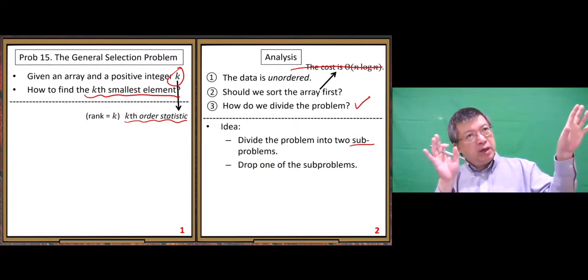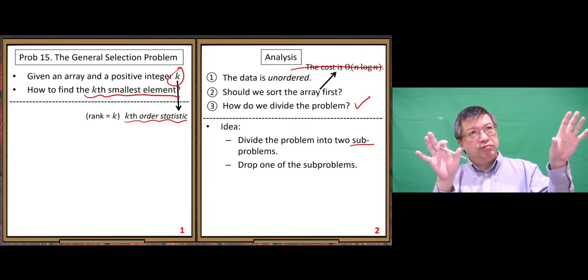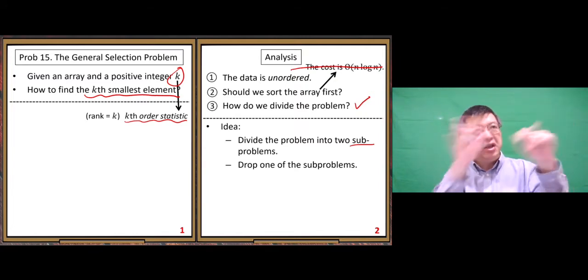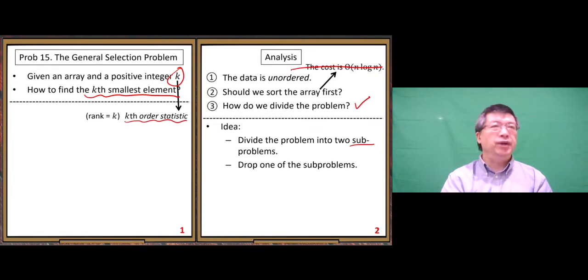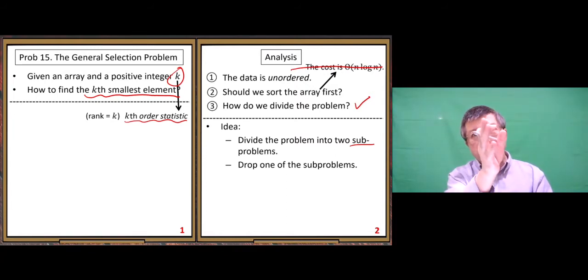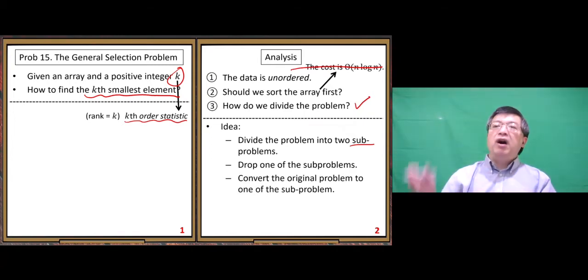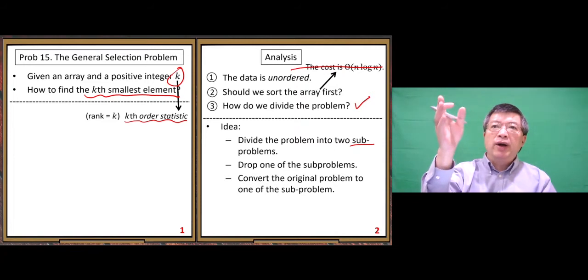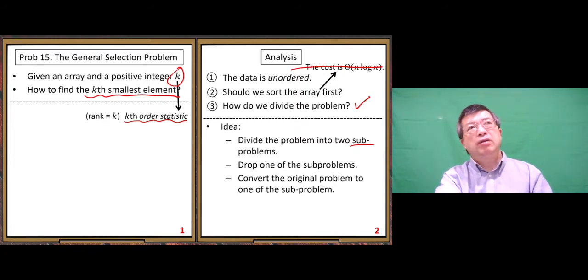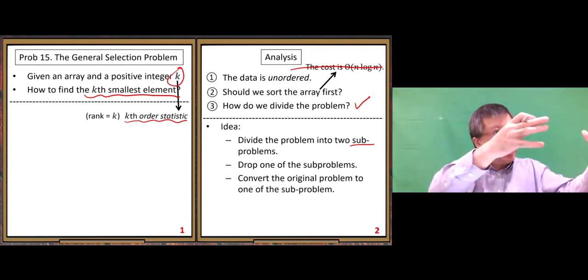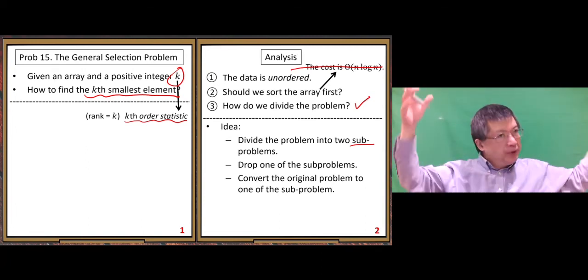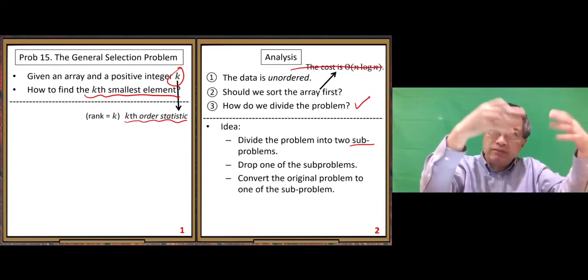Drop one of the two subproblems based on the elimination criteria. We can look at the rank, so we can drop one of the subarrays. Then, next step, convert the original problem to one of the subproblems. Because you reduce the problem size, after you reduce the problem, you need to make some adjustment.